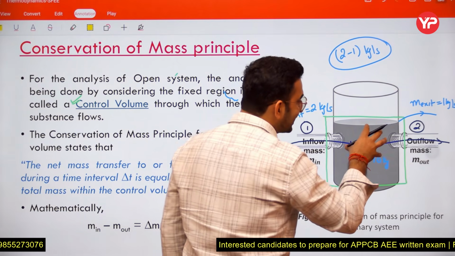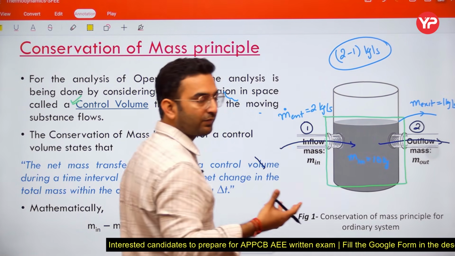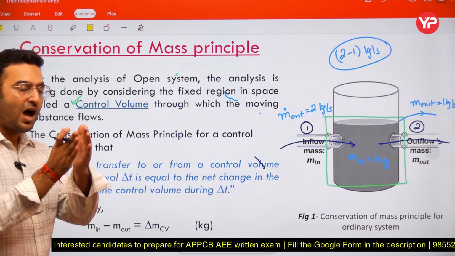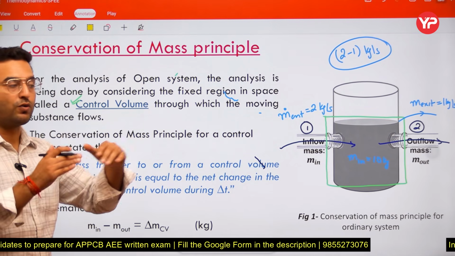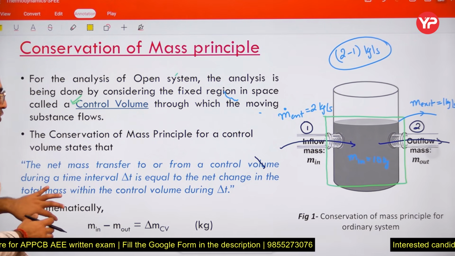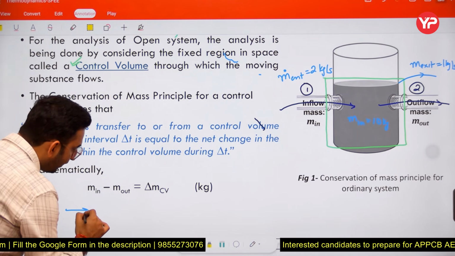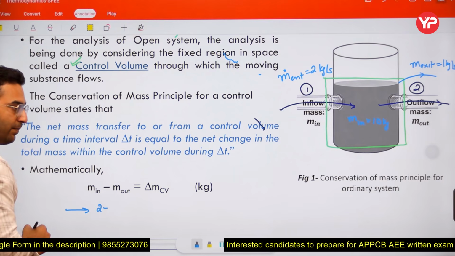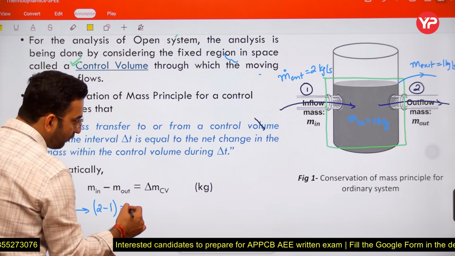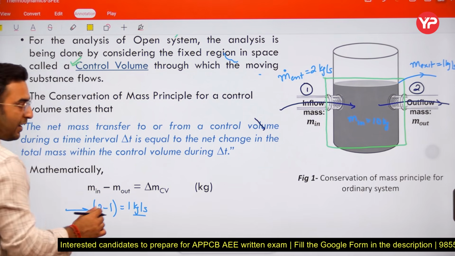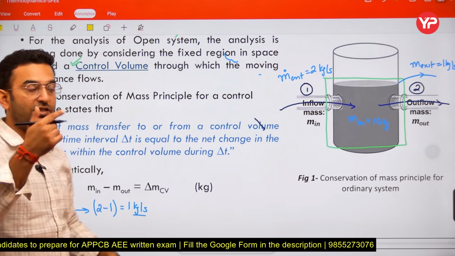Correspondingly, inside the system the mass is continuously accumulating and the mass is changing. After some interval of time, the mass inside this open system is going to continuously change. If I want to write down the conservation of mass principle, I can simply write the mass entering the system minus the mass leaving the system is equivalent to 1 kilogram per second. It simply represents the rate by which the mass inside the container is changing.